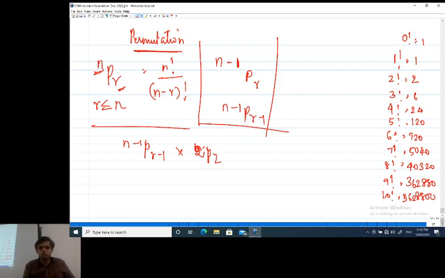Understood? So instead of 2, I will introduce another variable q. If there are n variables to be arranged in r places such that q variables always exist together, then it will be n minus q plus 1 P r minus q plus 1 into qPq. This is the actual format.